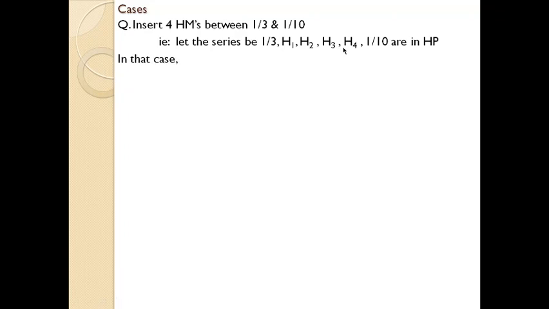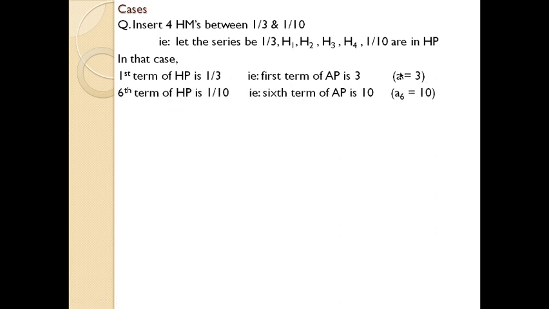So from the sequence which we have written here, we can write the first term of the harmonic progression is 1 by 3. That is, the first term of the arithmetic progression is 3. We all know that harmonic progression as well as arithmetic progression are dealt with almost similarly. The only difference is harmonic progression is expressed in reciprocal manner. On the basis of data given, you can say that here A is 3. And the sixth term of harmonic progression is 1 by 10. That is, the sixth term of arithmetic progression is 10.